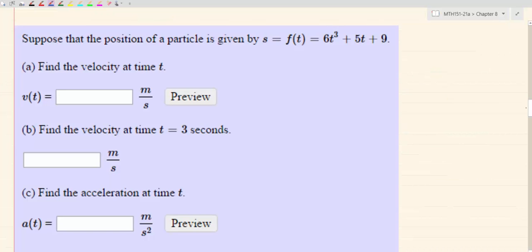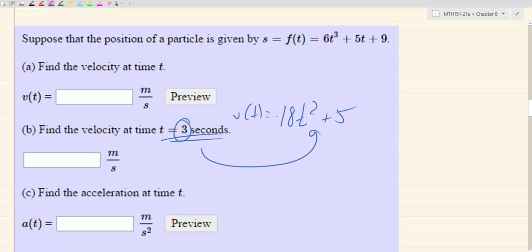Here's the position of an object. So to find its velocity, take the first derivative. To find the velocity at 3 seconds, take 3 and plug it into the first derivative. Bloop. There's the first derivative, the velocity function. How do you find the acceleration? Take the derivative of this, 36t.